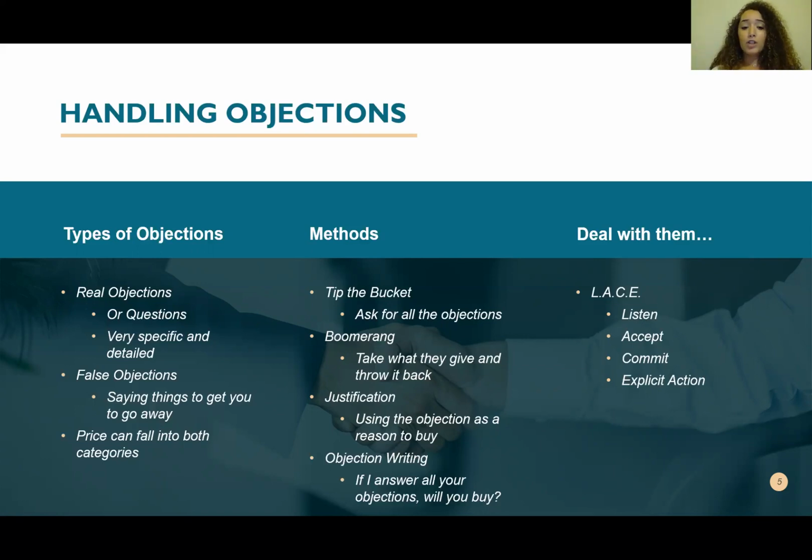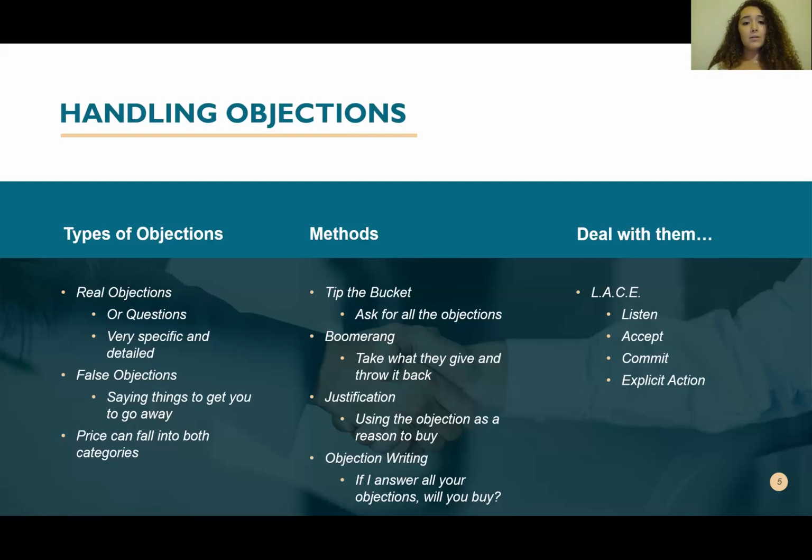And the last one is objection handling. You can say, if I answer all of your objections, will you buy it in the end? Hopefully they say yes. And the last way you deal with objections is to use LACE. You're going to listen to them, accept them, commit to them, and then take explicit action.